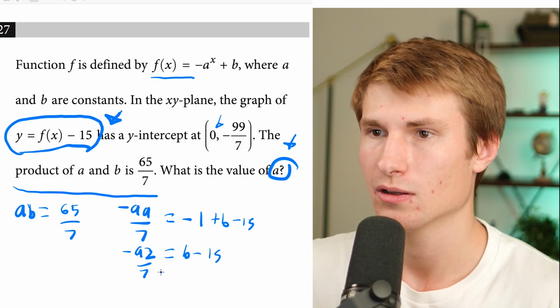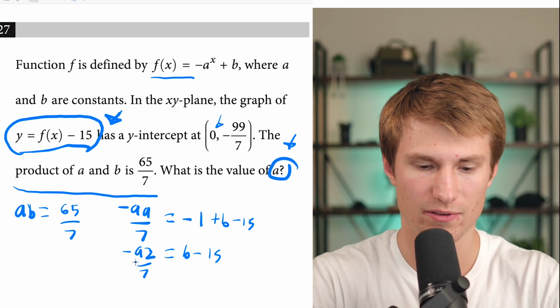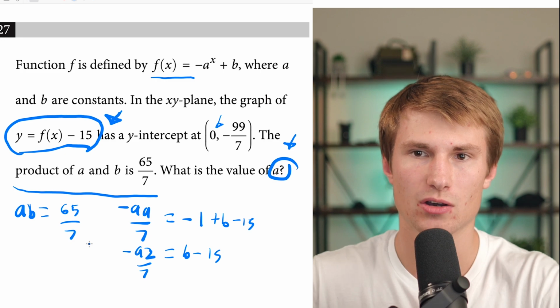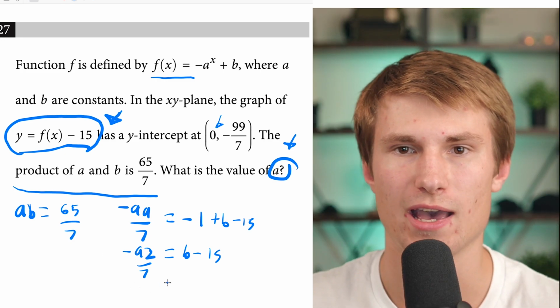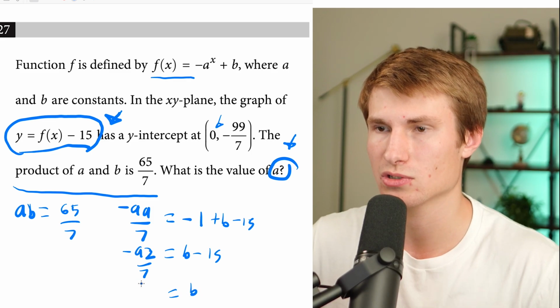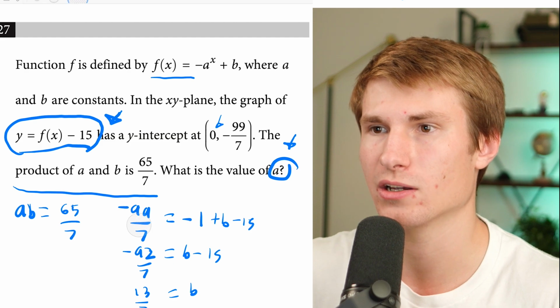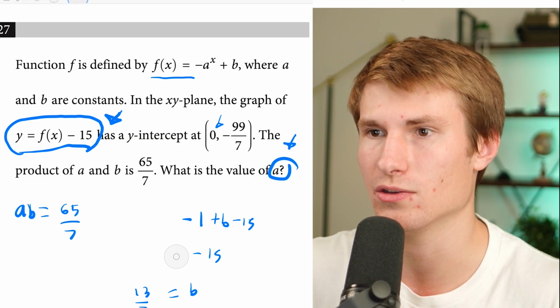So I'll add 15 times 7 over 7 to both sides. If I put my calculator here, 15 times 7, that's going to give me 105. Okay, so if I add 105 over 7 to both sides, that's going to end up leaving me with b is equal to 13 over 7. All right, so now that I have my value of b, I can go back and I can solve for the value of a.